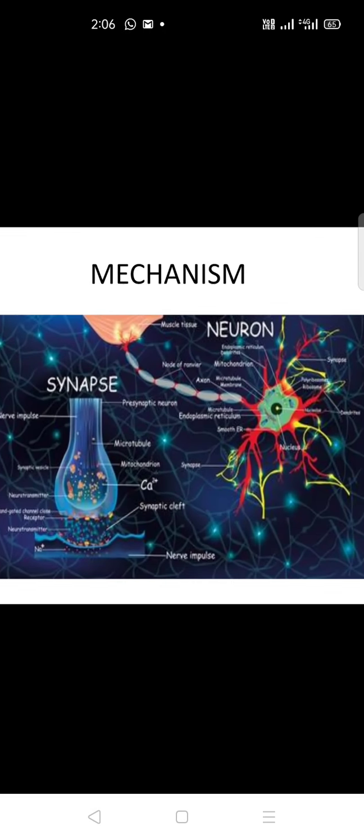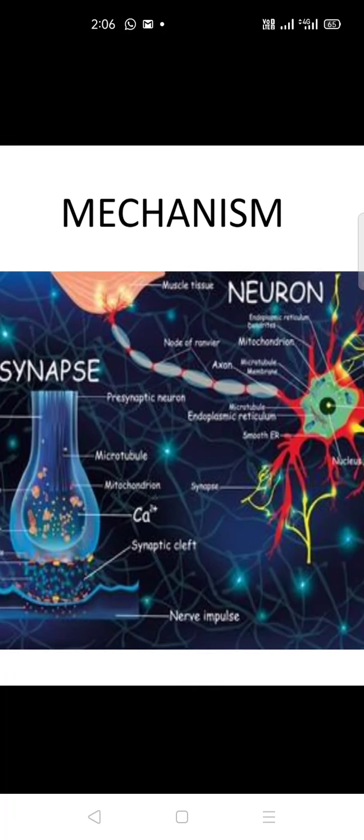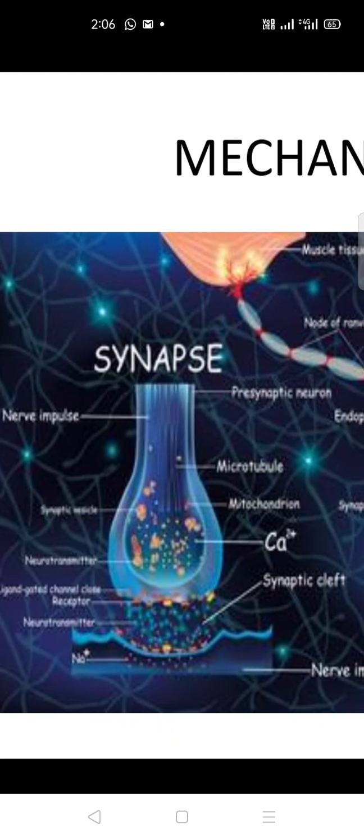So see the mechanism. In this diagram you can see the mechanism. The lower end of the neuron, we call it the axon. So in this axon, you can see the lower end of the axon, when the electrical stimulus is coming, what is happening? A lot of chemical reactions are happening at the lower end of the axon. The mitochondria is helping in the production of neurotransmitter. The neurotransmitter is getting projected from the vesicles.